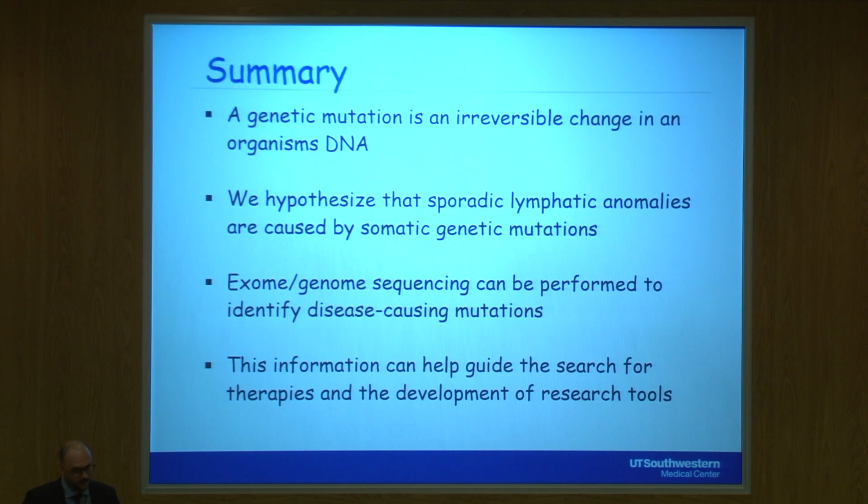So I just want to summarize by saying that a genetic mutation is an irreversible change in an organism's DNA, and we hypothesize, or we believe, that lymphatic anomalies are caused by somatic genetic mutations. And exome sequencing is being performed to identify these disease-causing mutations. And we think that this information will guide the search for therapies and will also lead to the development of new research tools.